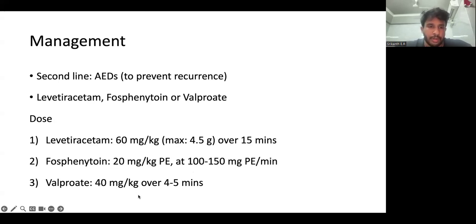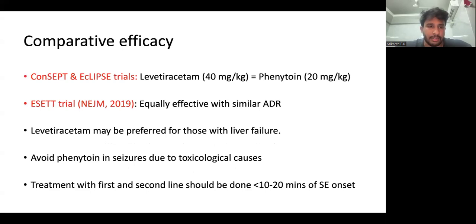So this is very important, and there is no preference. You can use any of the three, especially as a loading in status epilepticus. There is no difference between all three. This was studied in the ESETT trial. Basically, all the trials that looked at this condition showed that they are all equally efficacious. Only in some conditions can you prefer one over the other.